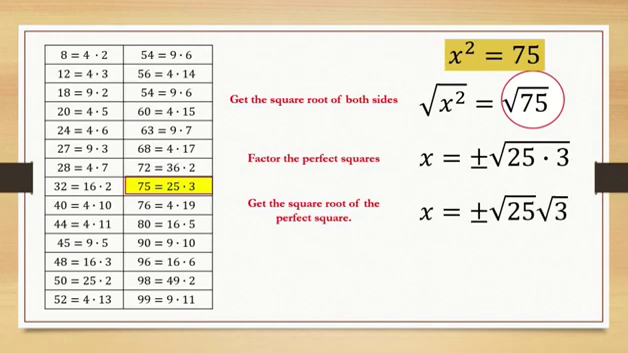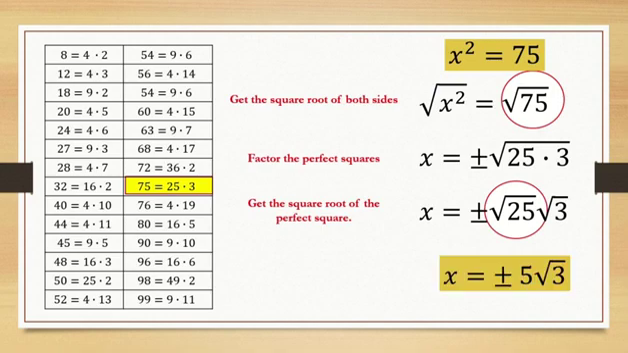So, we will have x is equal to positive or negative square root of 25 times square root of 3. Alam naman natin na si 25 ay perfect square. So, we will have x is equal to positive or negative 5 square root of 3. So, naiwan pa rin si 3 kasi 3 is not a perfect square.